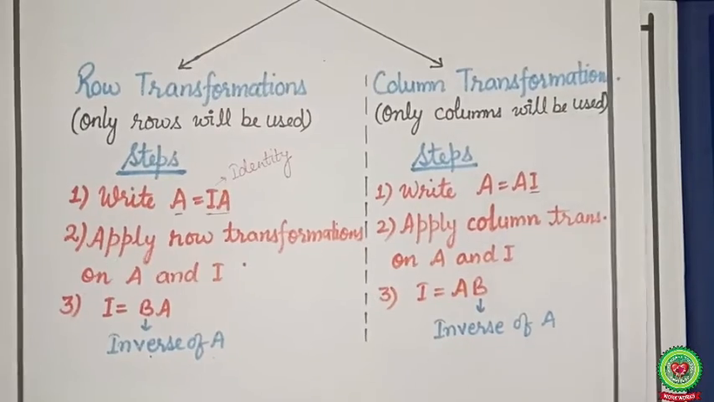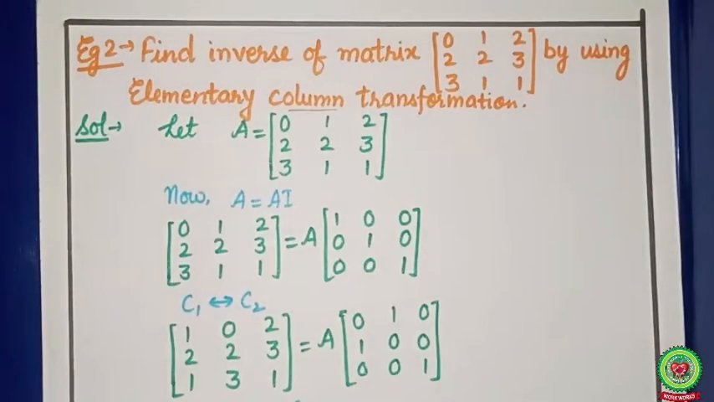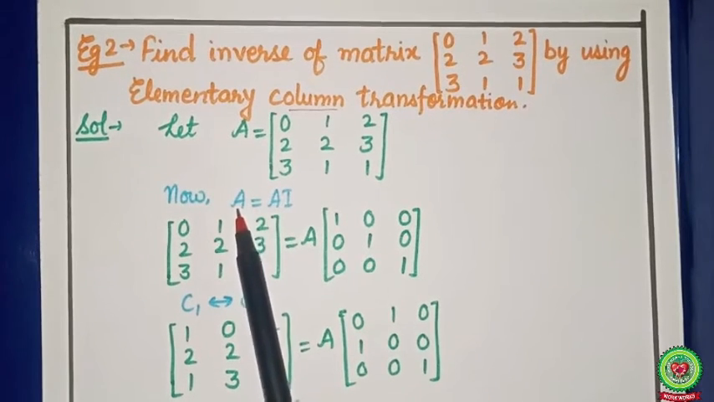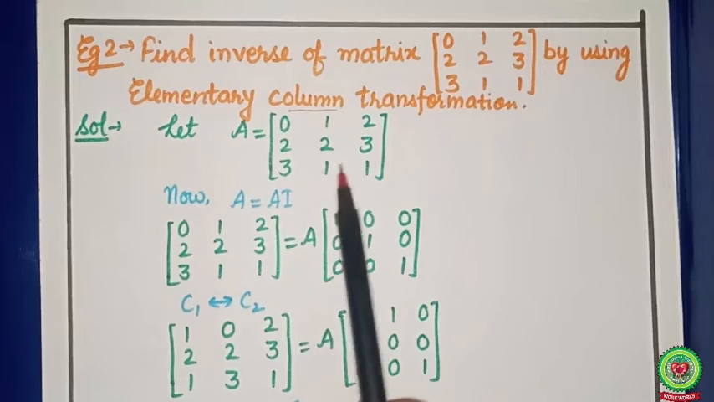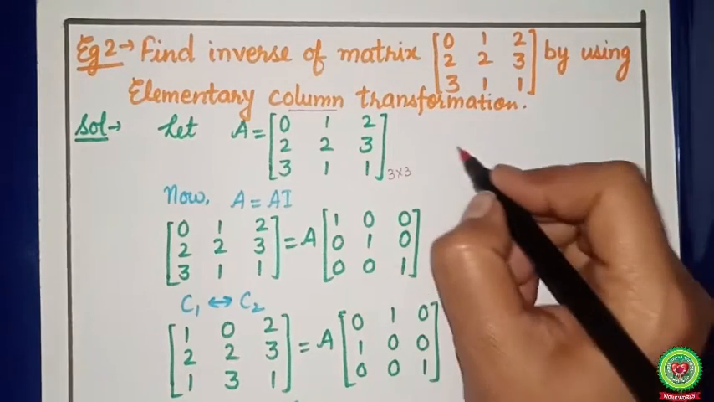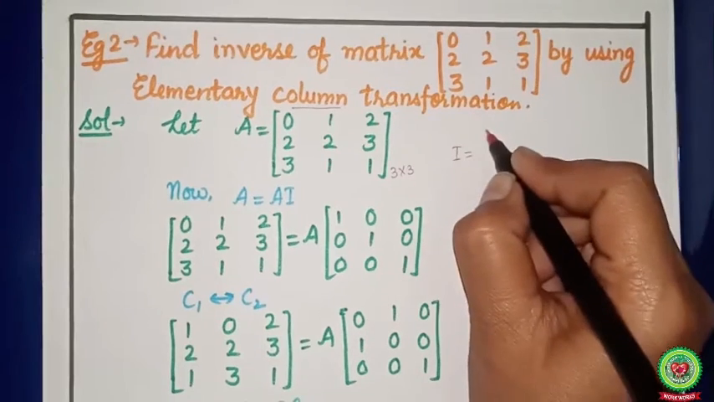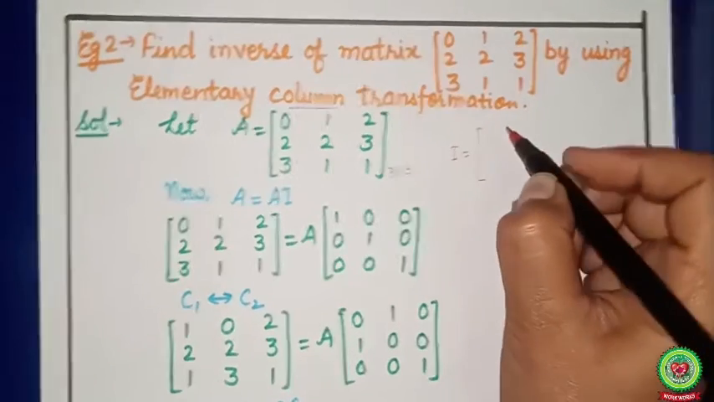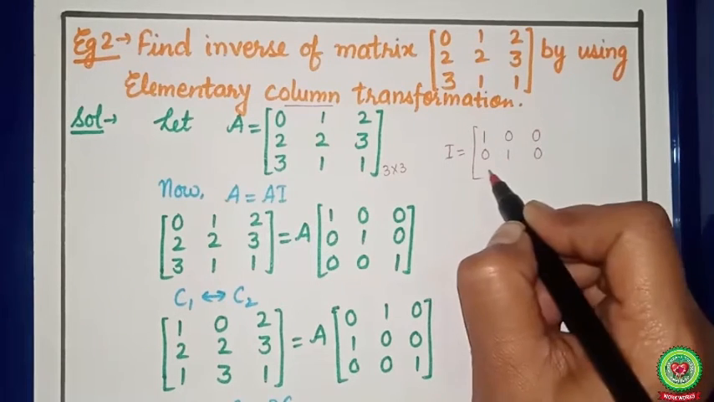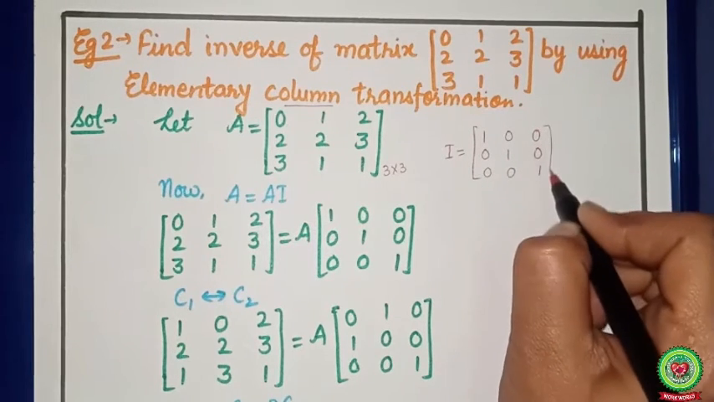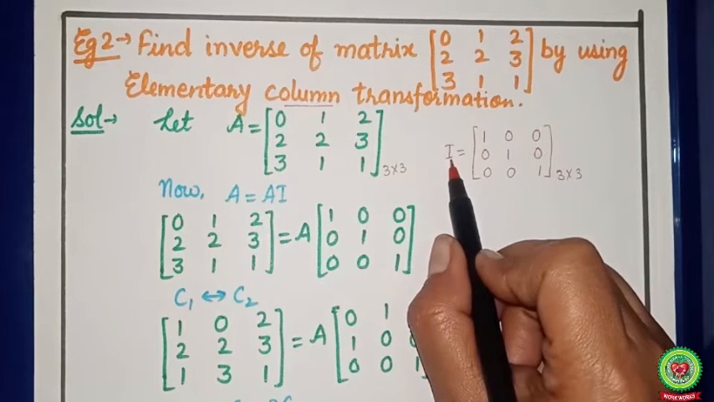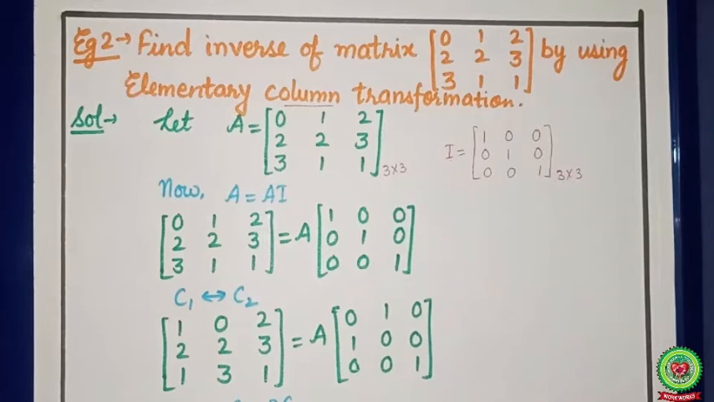So let's start with the calculation. First, the A matrix is given. We will start with A equal to A into I. Now here A is of 3 by 3 order, so I will be equal to 1 0 0 0 1 0 0 0 1. So it is again of order 3 by 3. We have to choose the value of I according to the given matrix.